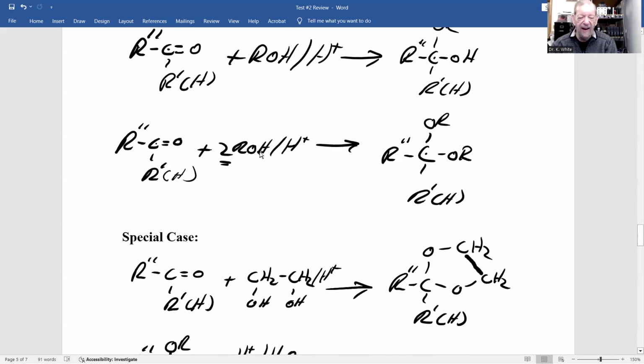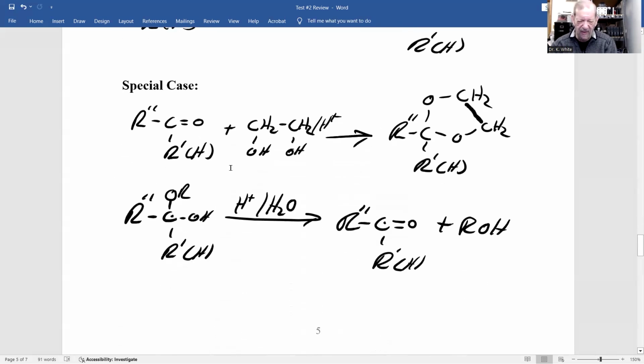All right, now there's a special case that my PhD advisor, Dr. Stork, discovered or created. If you take ethylene glycol, that's this molecule here with the two hydroxyl groups, and acid with an aldehyde or ketone, you make this. This is called a protecting group. Don't forget the carbon-carbon single bond between the two CH2 groups.